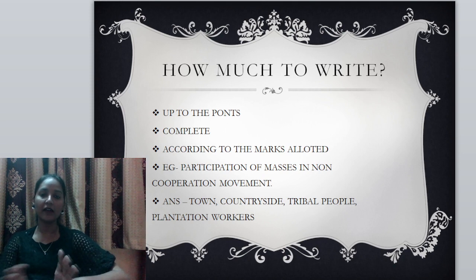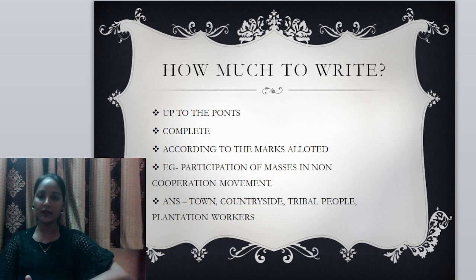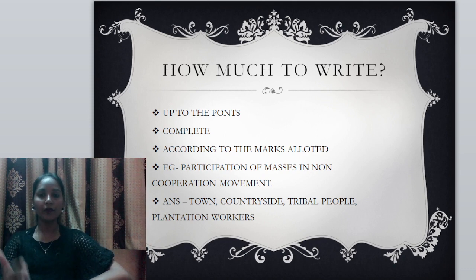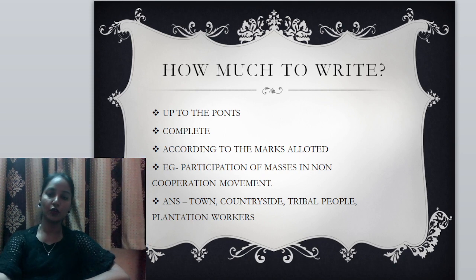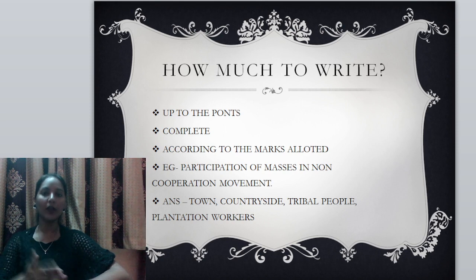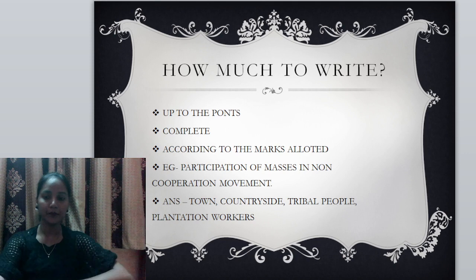If the question is asked to write the participation of Indian masses in the non-cooperation movement, you have to write 5 points. Suppose this question is asked for 5 marks. So you have to write participation in towns, participation in the countryside, tribal people, how they participated, then plantation workers, how they participated, then middle class people, how they participated. In this way, you have to cover 5 different ideas in the 5 points. How to write the answer? Write up to the point, write a complete answer, and write according to the marks allotted.